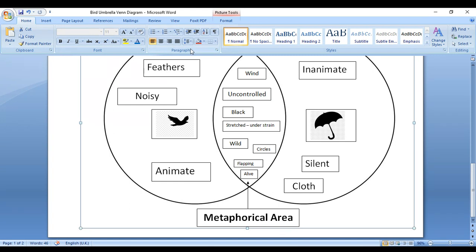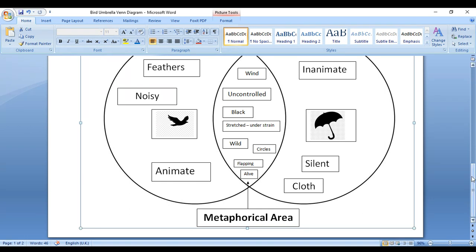Now I've left out of that middle area the bits that don't apply to both. So only the umbrella is inanimate, silent, and made of cloth, and only the bird has feathers, is noisy, and is animate. But in this middle bit is what applies to both the umbrella and the bird. They are both affected by wind, although in different ways, perhaps, but they are both affected by wind. They're both uncontrolled when it's windy. They're both black in colour.